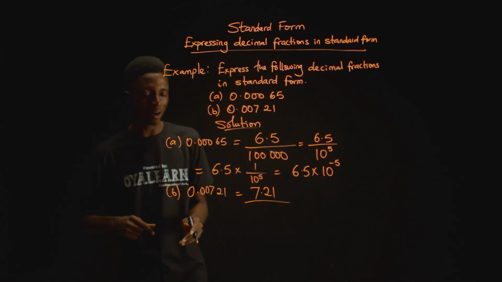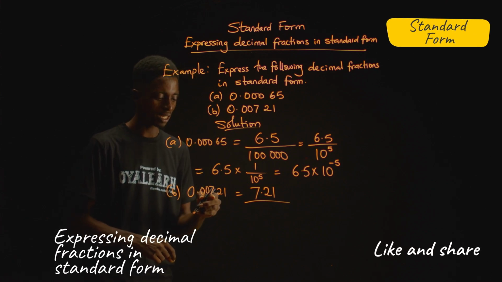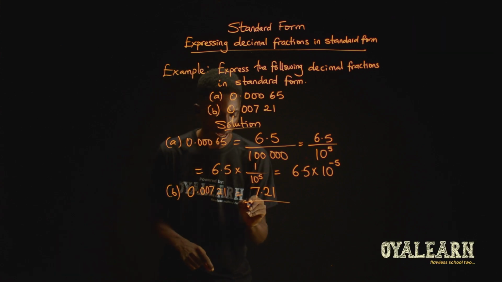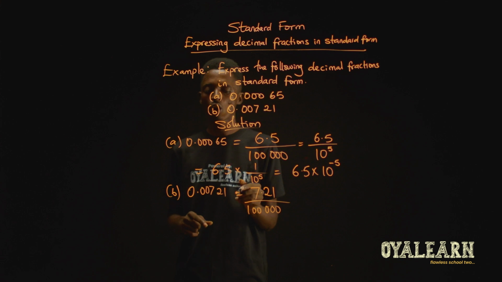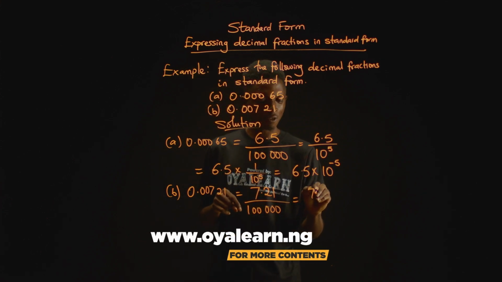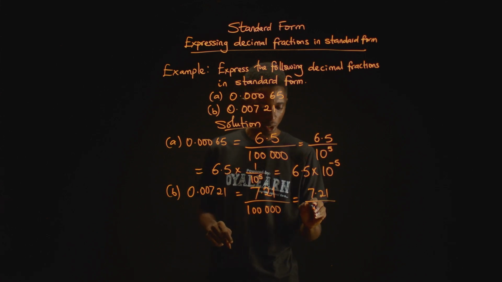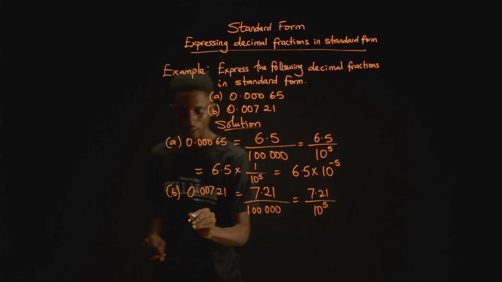Now let's count the number of digits that follow the decimal point. We have 1, 2, 3, 4, 5. That is, we have 1 followed by 5 zeros. That gives us 100,000. Now this means we have 7.21 over, and writing this in index form, we would have 10 to the power of 5.